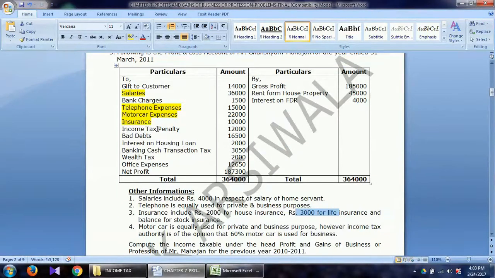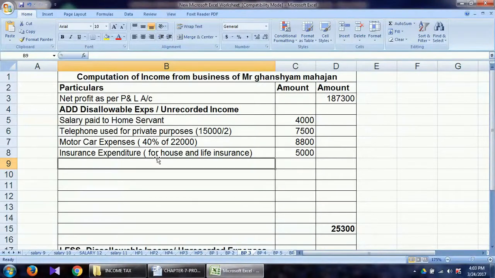Next comes income tax penalty. Income tax penalty is not a business expenditure. It is a penalty which we are paying for not following the rules of the income tax. It will be added back. Income tax penalty 12,000.